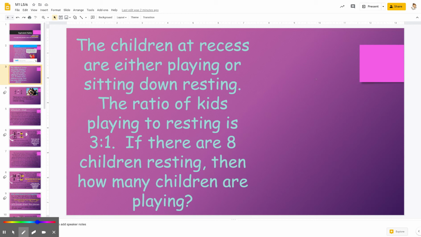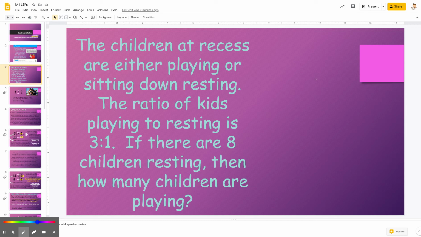The ratio of the kids playing to resting is 3-1. That means that every time you see 3 kids playing, you'll also see 1 kid resting. So if there are 8 children resting, then how many children are playing?